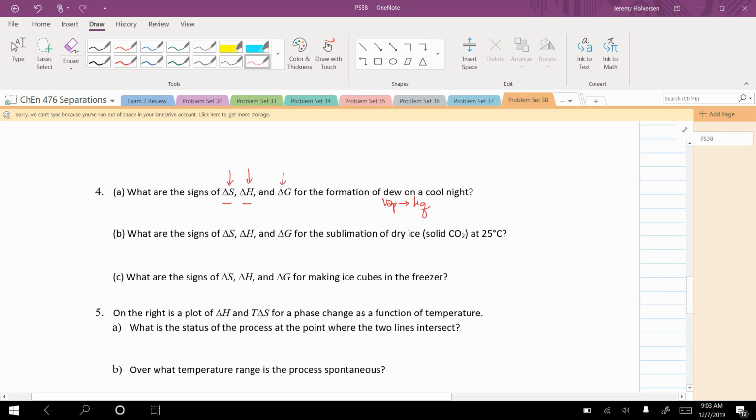And delta G, what's the question we're asking? We are asking, does this happen? Because if it's spontaneous, delta G will be negative. Does dew form on a cool night? Yes. So this is spontaneous, so it must be negative.